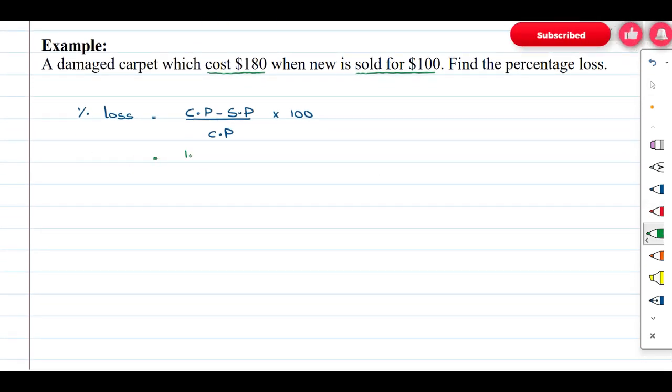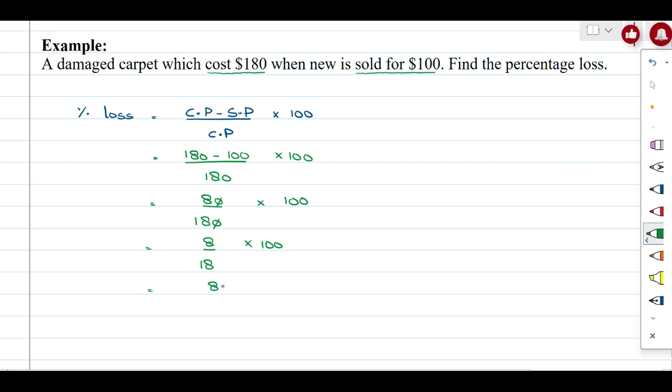So the cost price is $180 and the sale price is $100, divided by $180, the cost price, times by 100. From 180, if you take away 100, just 80 is left. Divided by 180 times 100. This 0 goes with this 0, right? So we have 8 over 18 multiplied by 100. Sorry, this is a multiplication sign here. So 8 times 100 is 800 divided by 18. Okay, let me simplify. 2 times 9 is 18, 2 times 4 is 8, and double 0.